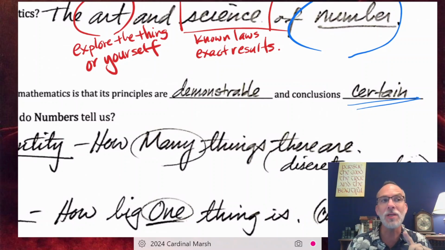Now, you may be uncertain about your application of the math or your understanding of the math, but that's not uncertainty in the mathematics. That's uncertainty in ourselves and our use of the mathematics. So we'll come back to this as time goes on.